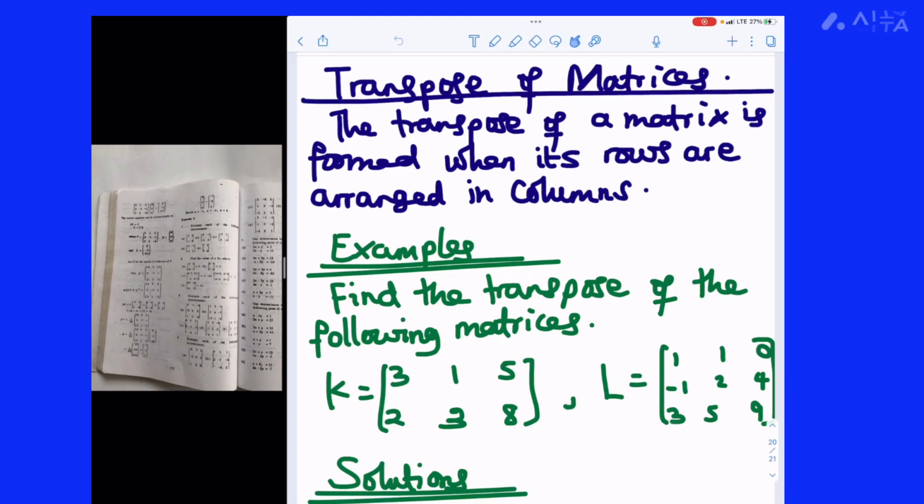Now let's go to transpose of matrices. This is a very simple concept in matrices. The transpose of a matrix is formed when its rows are arranged in columns. You change rows to columns. That's all that gives you the transpose of a matrix. So let's just take two examples. We don't need too much here to waste time on.